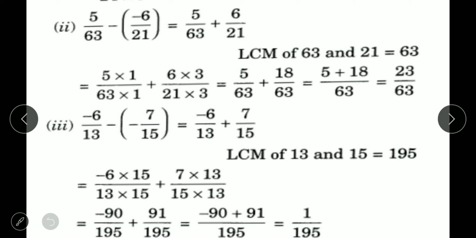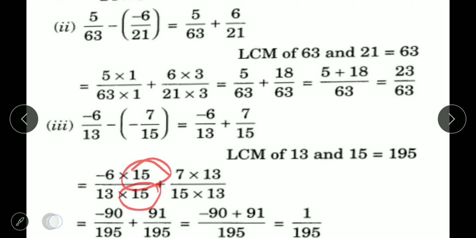Okay, now we have to make the denominator 195. We can multiply with the opposite denominator. It means 13: in the 13 table, how many times? 15 times, and in the 15 table, 13 times. So we have to multiply here with 15 and here with 13.